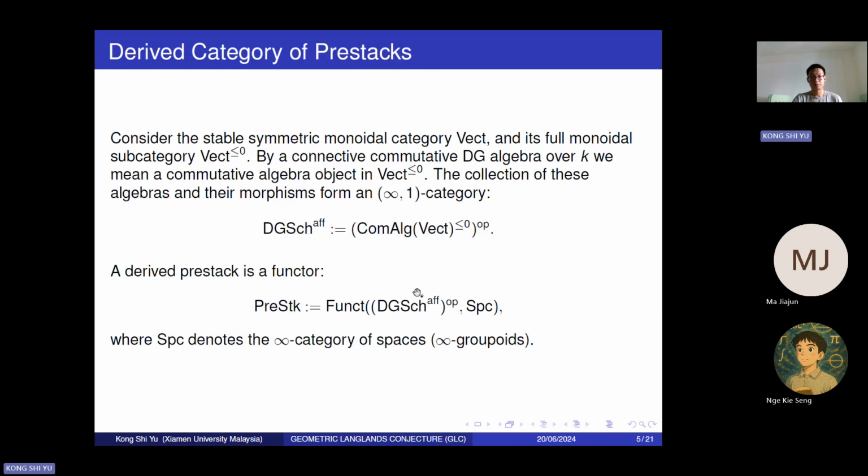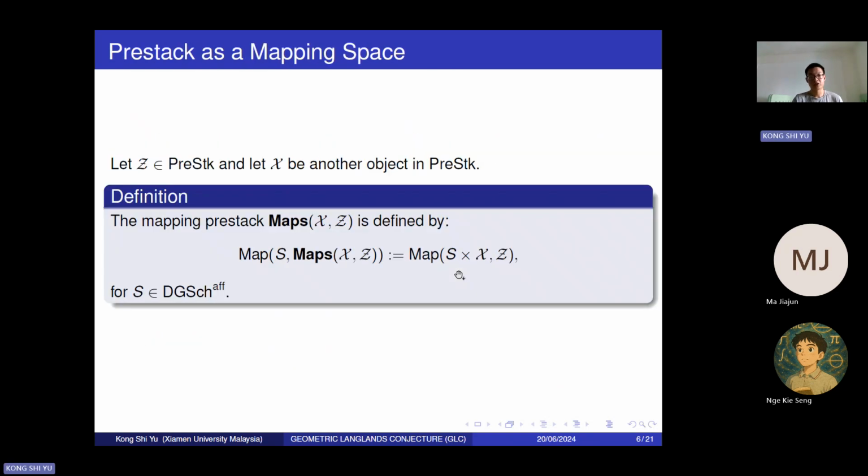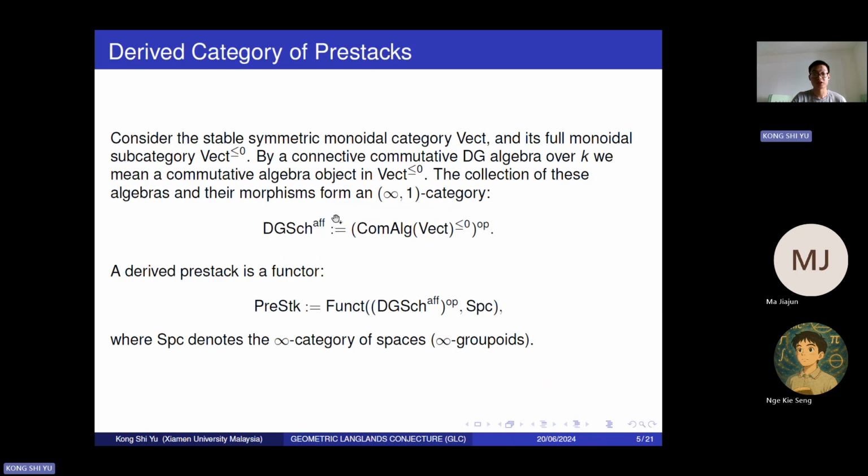Next, after we define the derived prestack, we see how it can produce a new prestack, which they call the mapping space or mapping prestack. The mapping prestack is defined as follows. Suppose here we have Z and X in the prestacks, meaning Z and X are derived prestacks, and this X is actually an object from this category.